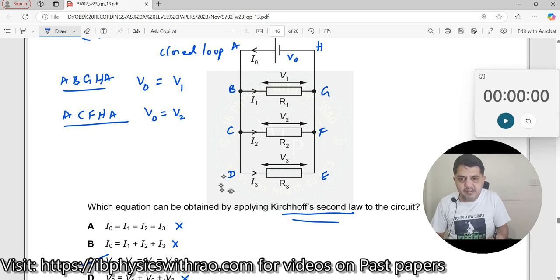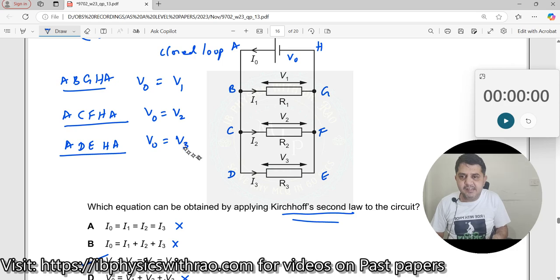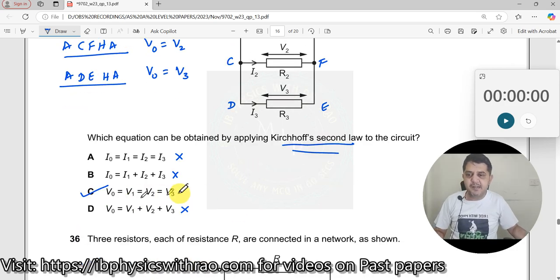Then if you look at the third loop over here, which is A, D, E, H, A, if you look at this loop, then what do you see? V0 is equal to V3. Combining all this, you can say V0 equal to V1 equal to V2 equal to V3, which is nothing but the answer.